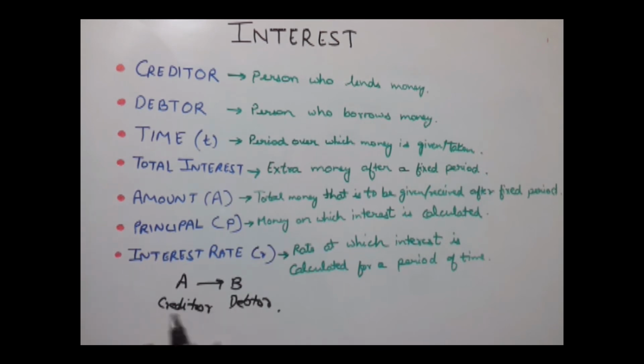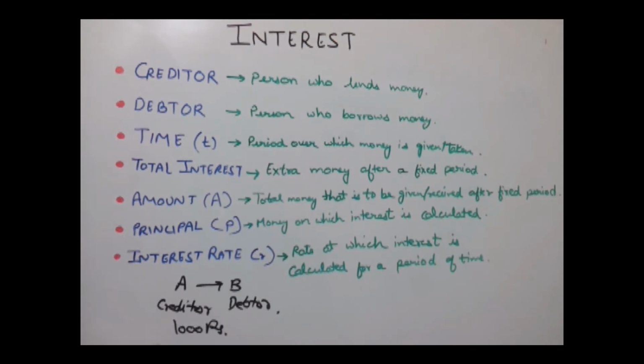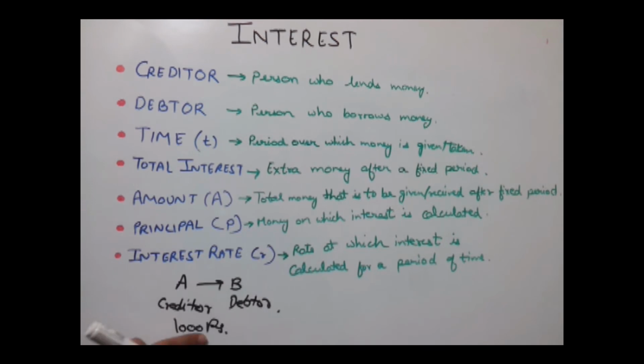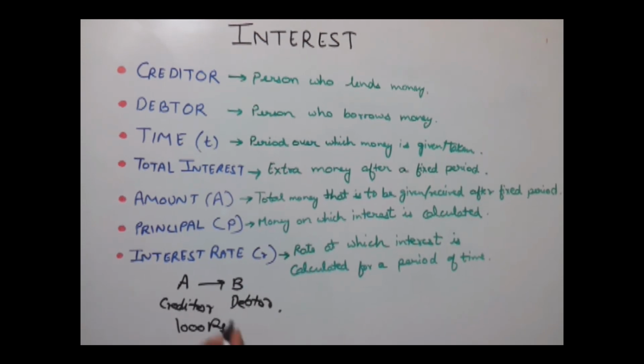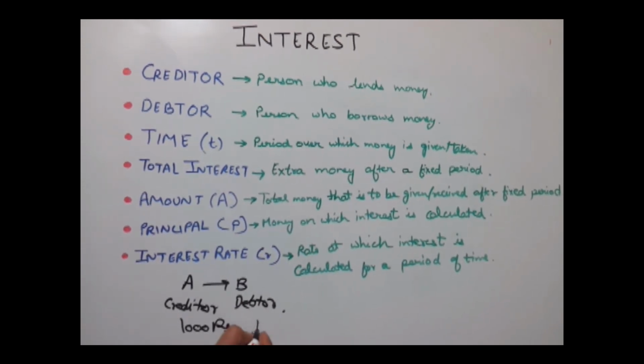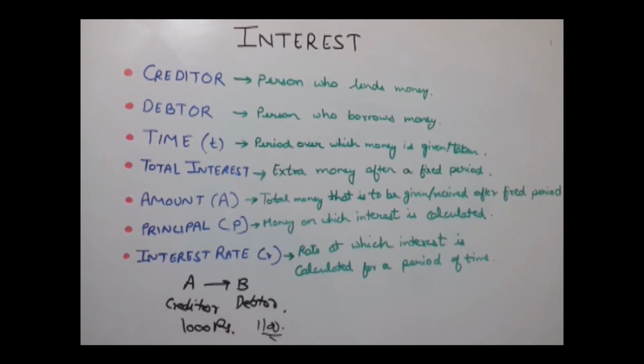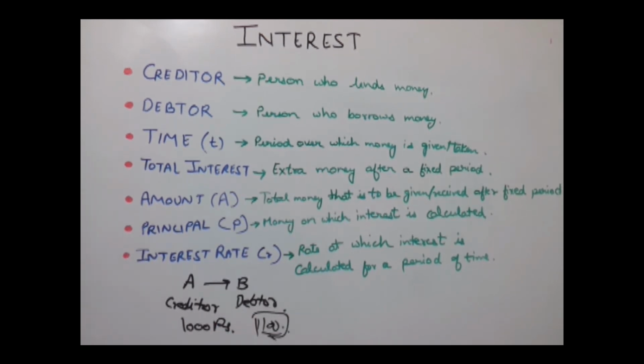Say if creditor gives 1000 rupees to debtor B, then this 1000 is known as principal because interest will be calculated on this amount. Whereas in case of compound interest, if we are calculating, then it will be after some time. Suppose it becomes 1100, then 1100 will be principal for the next year.